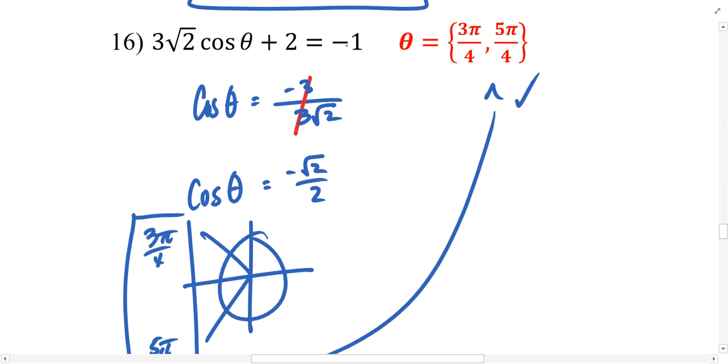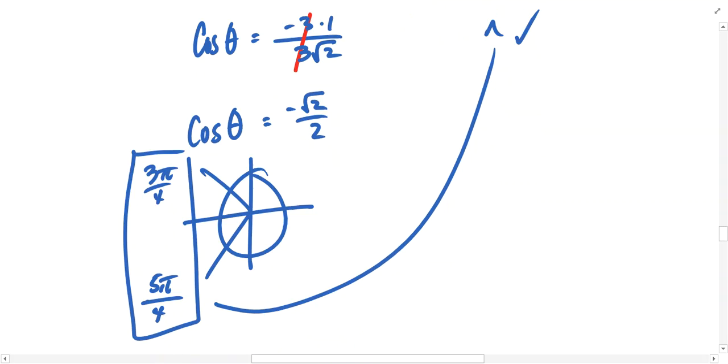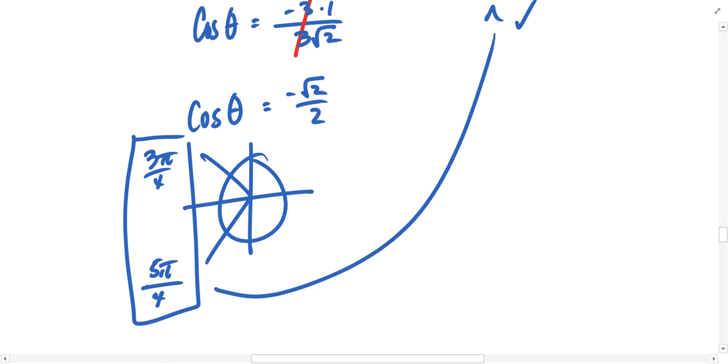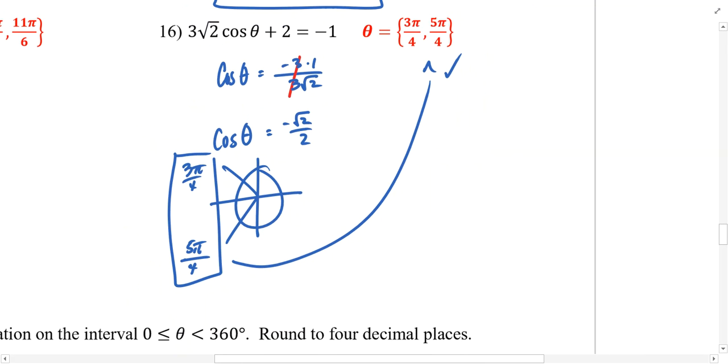For number 16, subtract 2, divide by 3 radical 2. The 3's will cancel, and we're left with negative 1 over radical 2. And negative 1 over radical 2, hopefully by now you recognize, is the same as negative radical 2 over 2. And the positions in the unit circle where x is equal to negative radical 2 over 2 are at 3 pi over 4 radians and 5 pi over 4 radians.